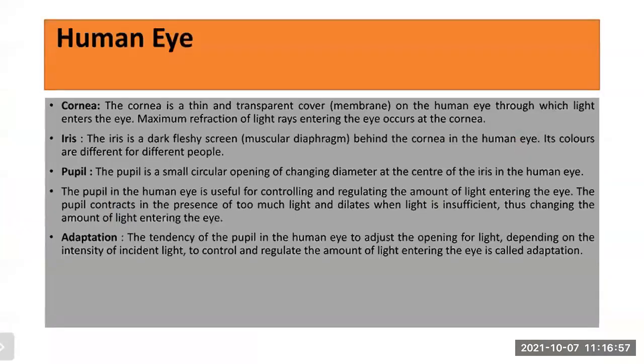Then, adaptation. It is the tendency of the pupil in the human eye to adjust the opening for light, depending on the intensity of the incident light. To control and regulate the amount of light entering the eye is called adaptation. So basically, what the pupil does, it regulates the amount of light entering the eye. Or you can say that it controls and regulates the amount of light entering the eyes.